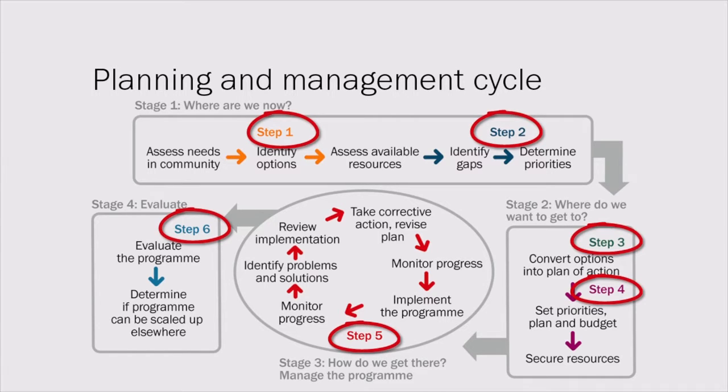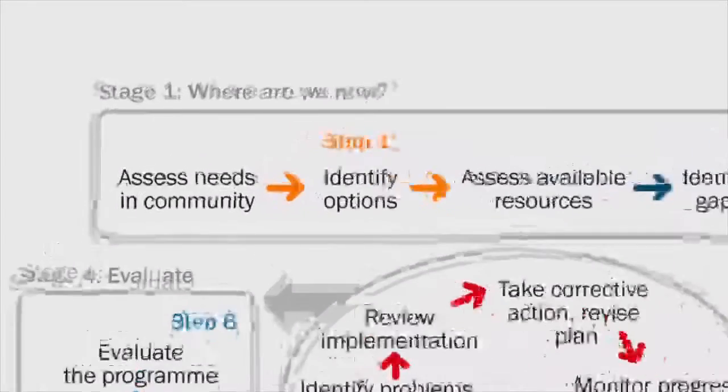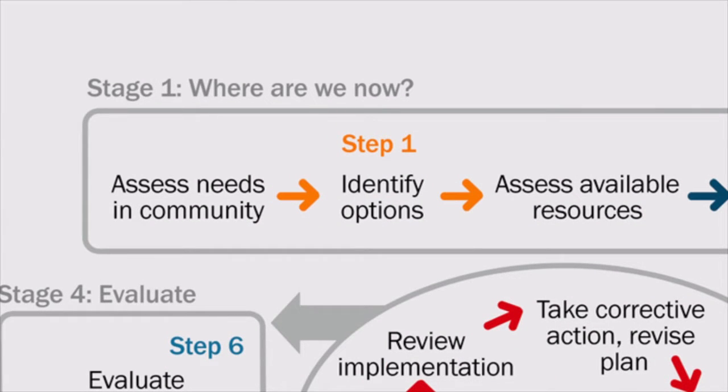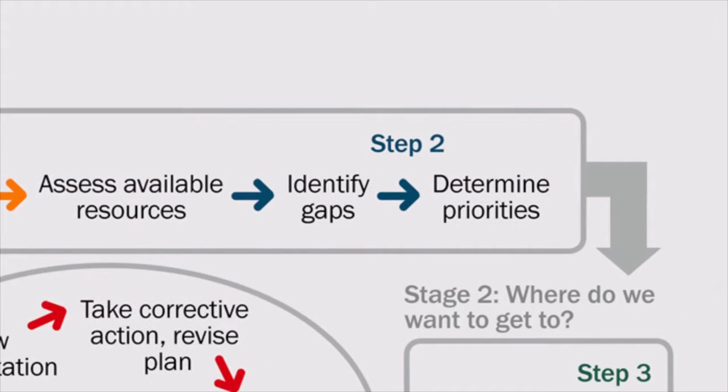There are 6 steps to the activities in this cycle. Stage 1 of planning, if you remember, is understanding where we are now. This stage has 2 steps in program planning and is known as a situation analysis. In step 1, we assess the needs in the community, identify the relevant strategies for primary, secondary and tertiary prevention, and assess the resources already available at each level of delivery. And in step 2 of this stage, we identify the gaps in current provision and determine the priorities for action.